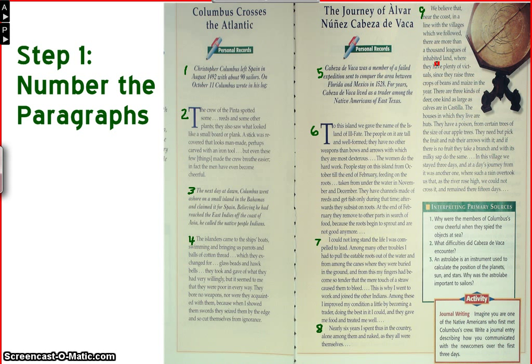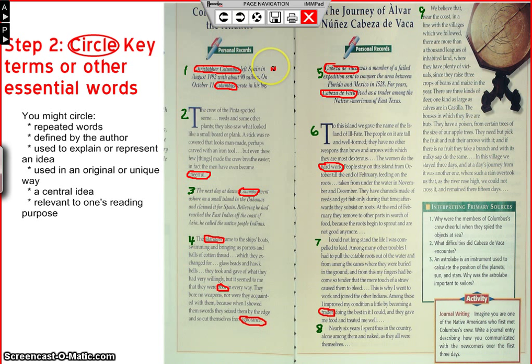Once you have numbered the paragraphs, we're going to move on to step 2. In step 2, you're going to read the document and circle any key terms or other essential words. These words could be words that are repeated over and over throughout the article. They could be words that are defined by the author. They could be words that are used to explain or represent an idea, or used in an original or unique way.